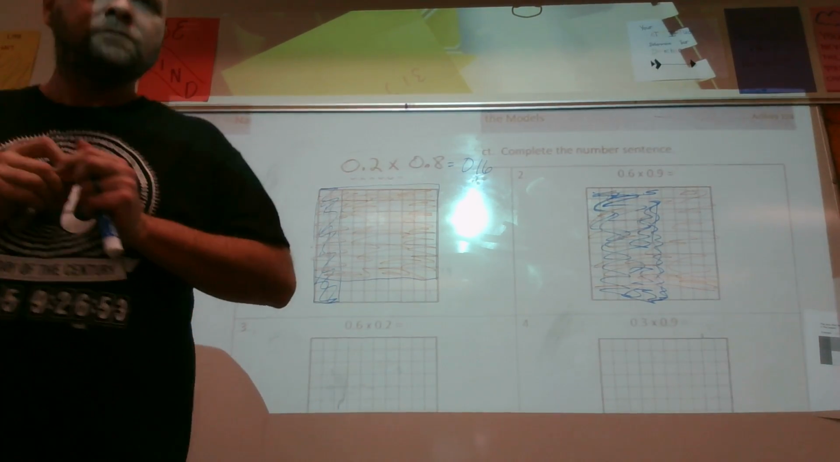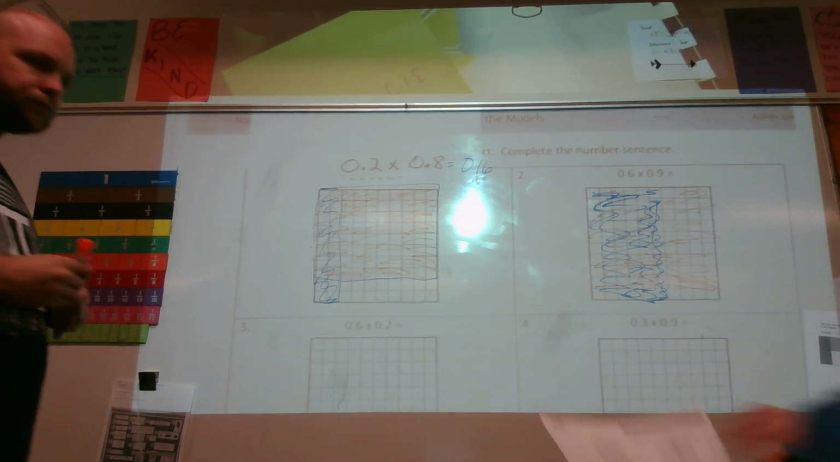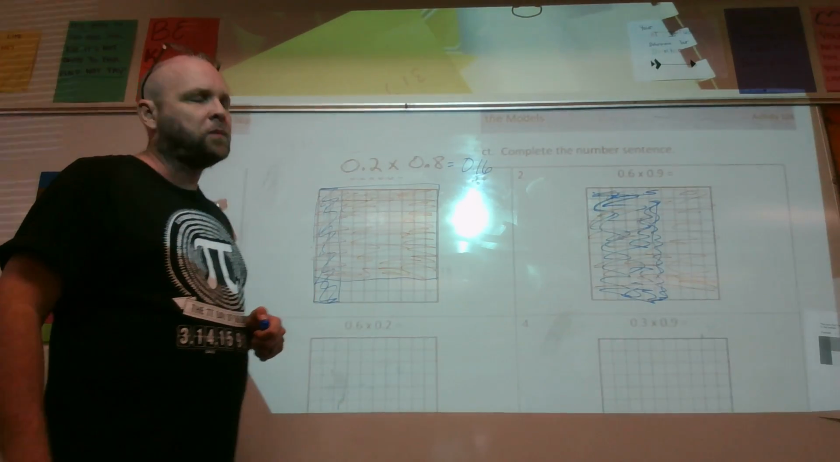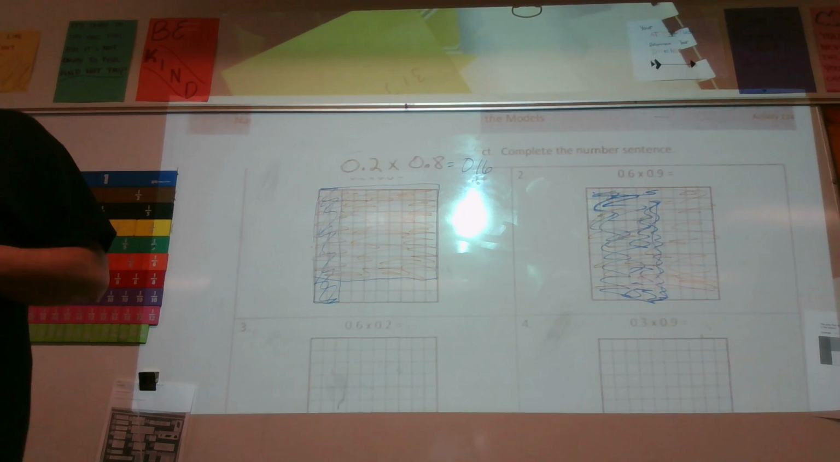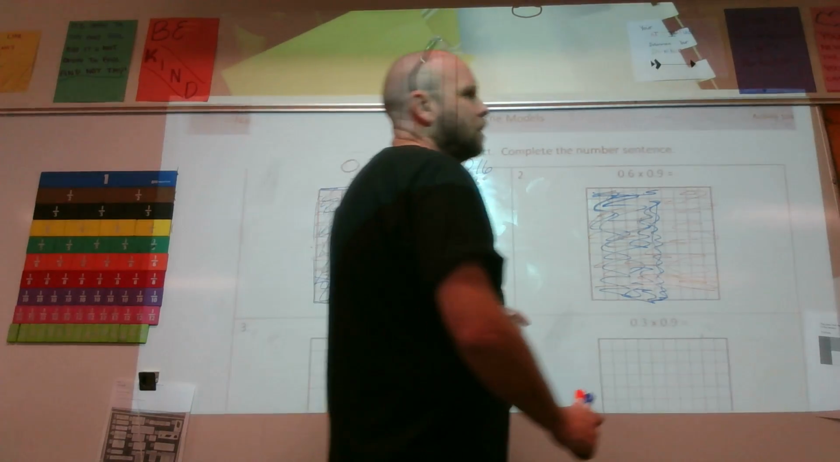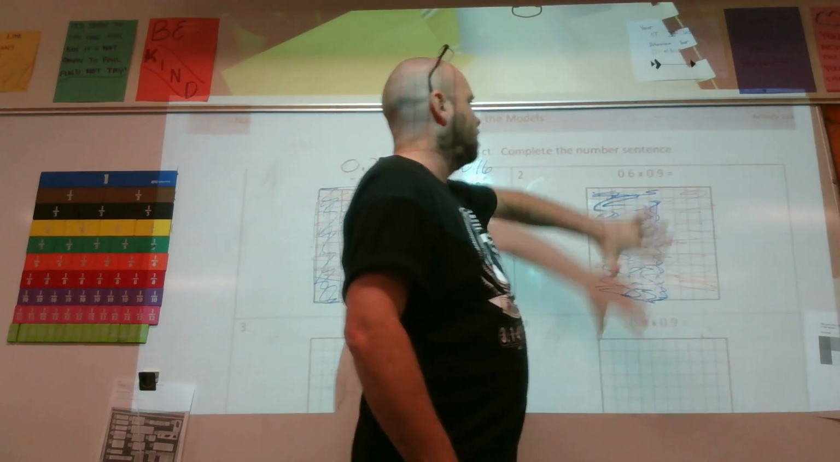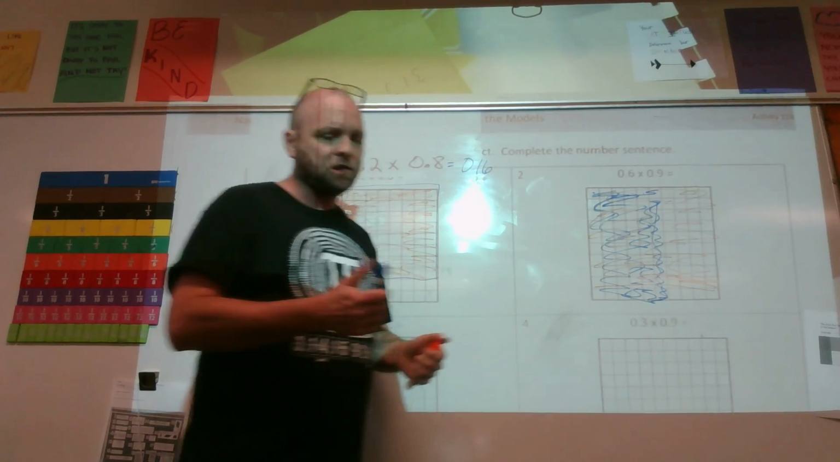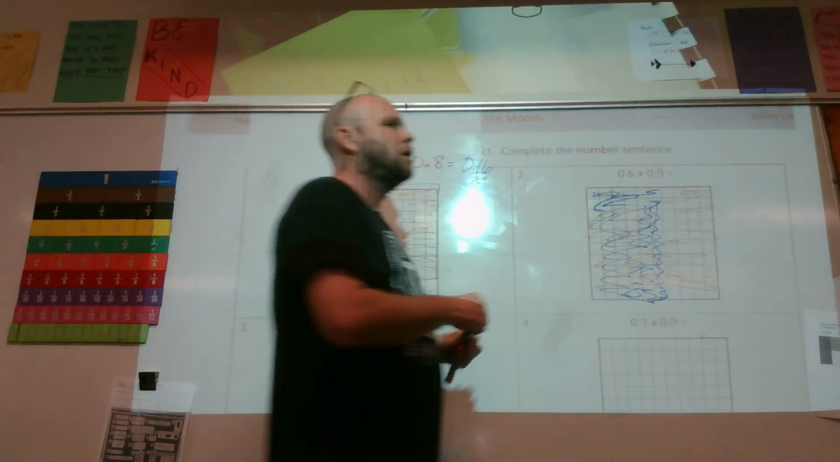You can do 5. So Mr. Roy, would this answer be right? Yes, but you have to be able to recognize it from a picture. So then we count. Peyton, how many are shaded in both colors? 54. And each one of those is worth how much? One hundredth.